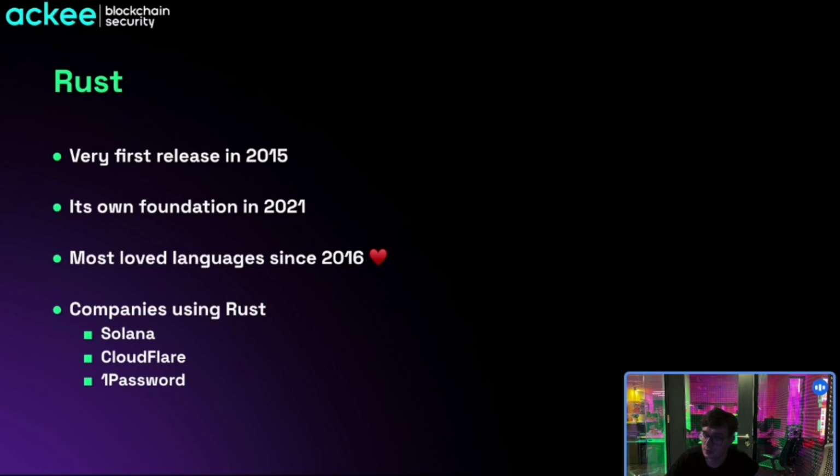The very first release of Rust came in 2015, and it saw such rapid growth that it established its own foundation in 2021, which is only 6 years after the first release. And it has been the most loved language since 2016, and Rust's popularity only grows year by year. There are many companies using Rust right now, and a lot of popular applications are written in Rust. For us, obviously, it's Solana, but you can also find Cloudflare or 1Password, whose fundamentals are already built on the Rust programming language.